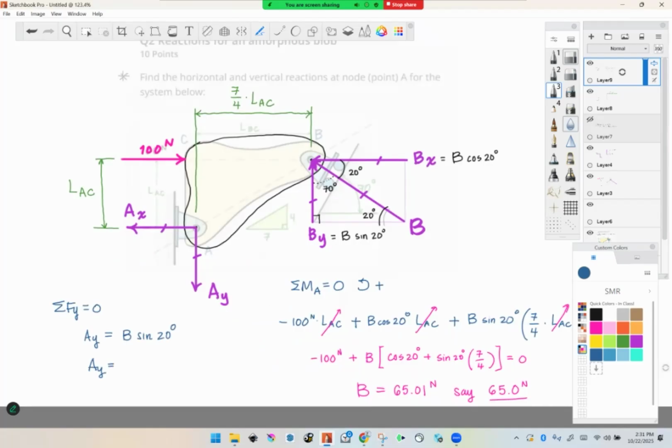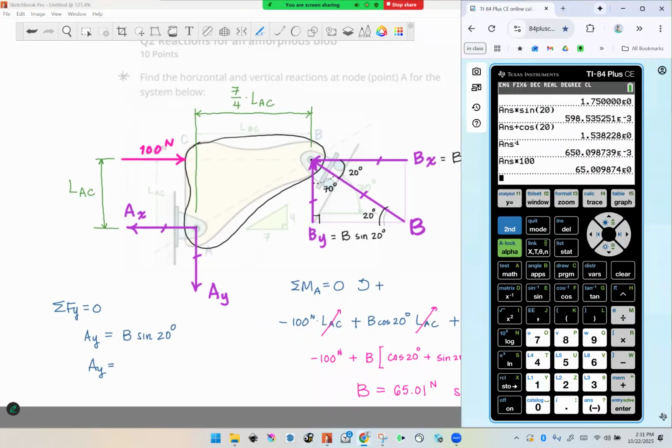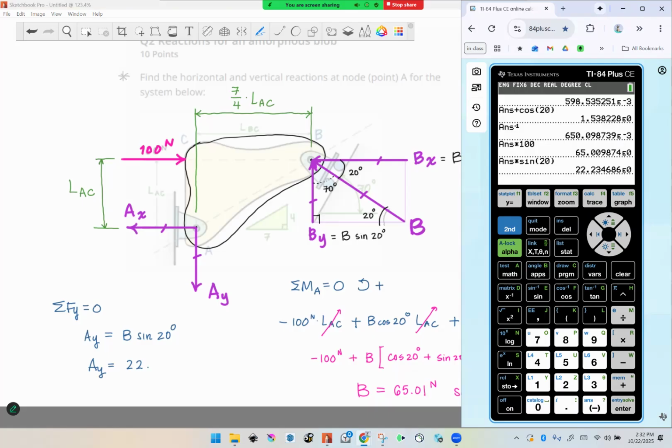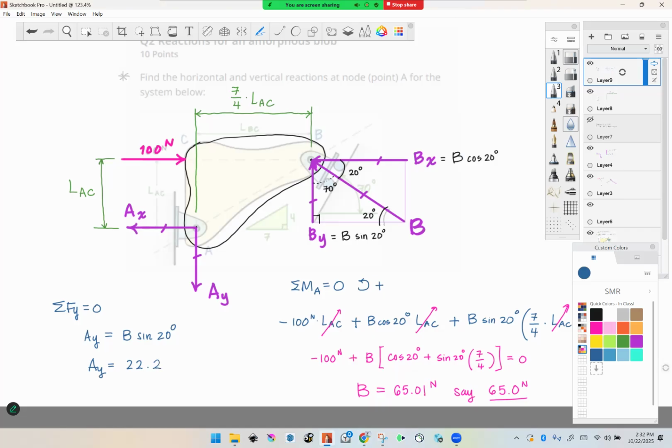So let's pull up the calculator. Okay, so I've still got that 65 and change in there. And so I just want to multiply that by the sine of 20. My A sub y is 22.23. And the correct direction is downward for equilibrium. That's part of the correct answer. And for the last one, we're still looking for A sub x.